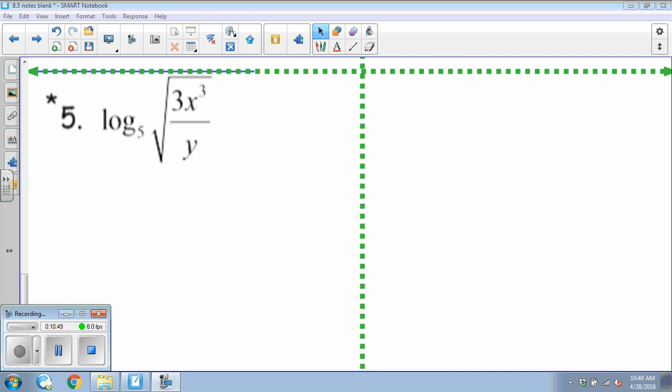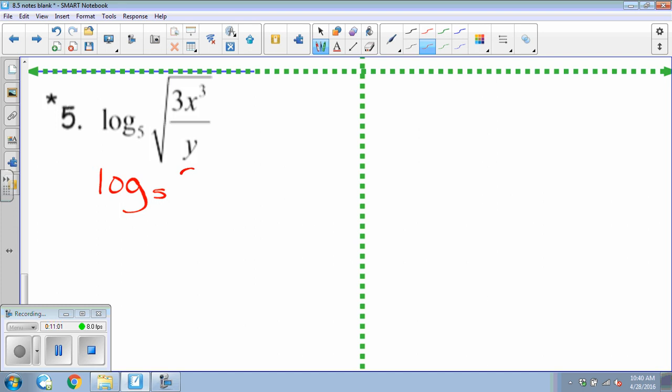If you take the square root of a fraction, you do square root of the top and square root of the bottom, right? Okay. So we're taking the square root of everything, which is everything to the 1/2 power. So this is log base 5 of 3 to the 1/2 power times x to the 3 over 2 divided by y to the 1/2 power. Because that's what square root is. Square root of x is the same thing as x to the 1/2 power. It doesn't matter what variable it is. It doesn't matter if it's a number.